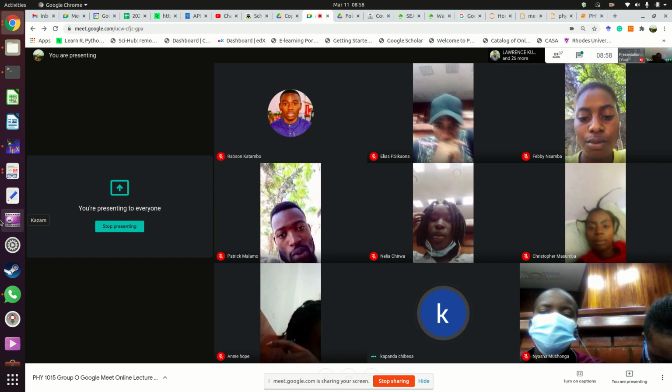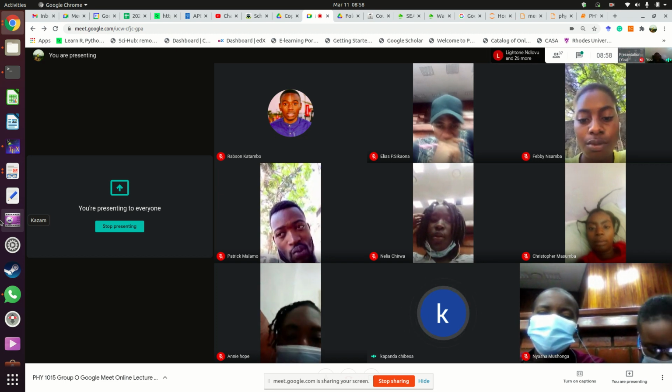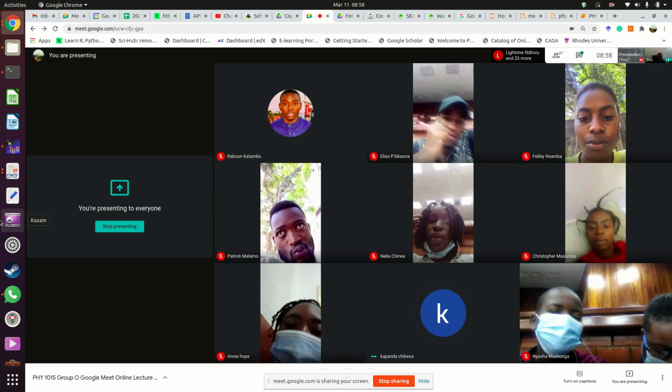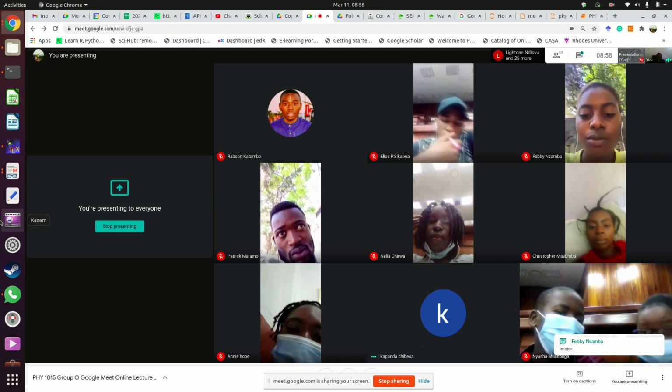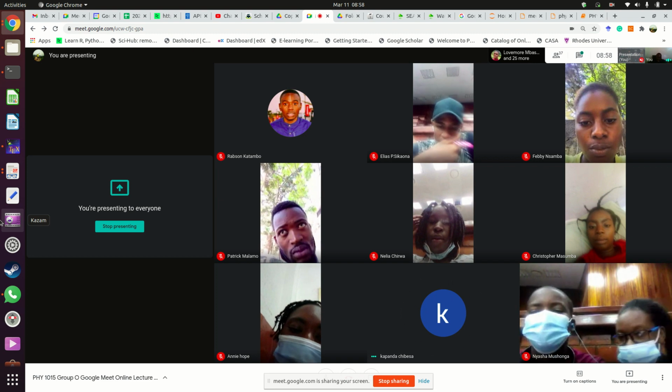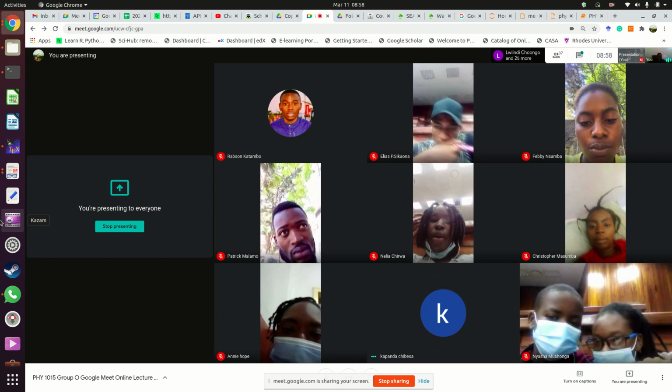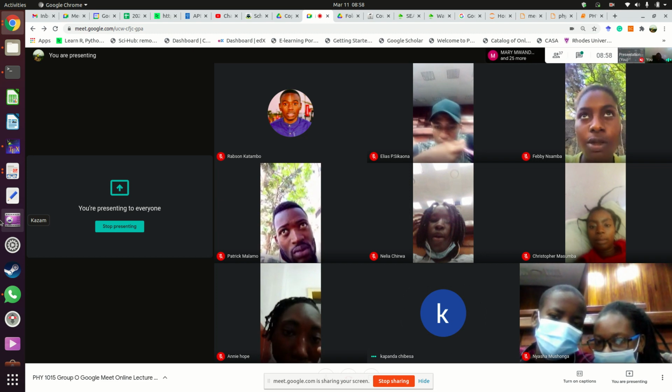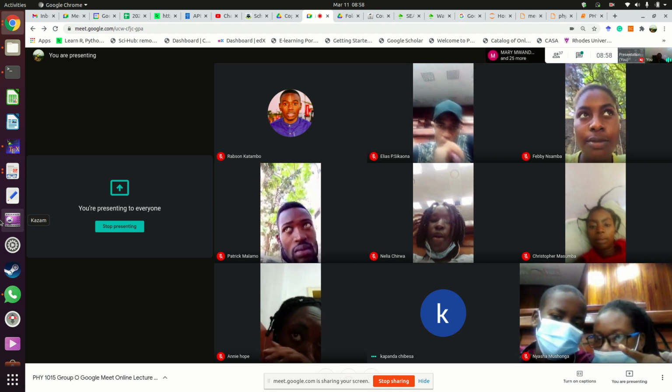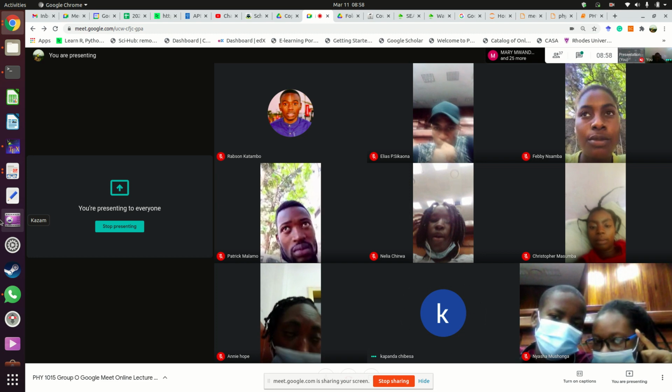So meter. Yes, you're going to get 1 meter. The distance which light travels in 1 second is 300 million meters. If you get that distance, then you chop it into 300 equal parts, you get 1 meter.